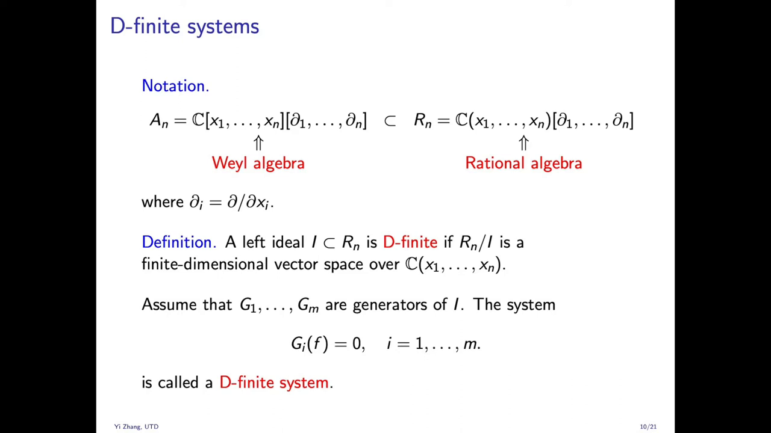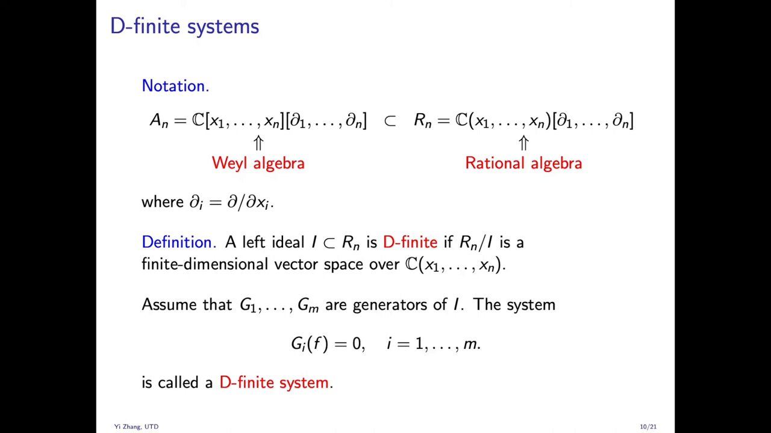Now let's go to the multivariate case. In the multivariate case, we are working in two rings. The first ring is a ring of differential operators with polynomial coefficients. The extended ring is a ring of differential operators with rational function coefficients. We call the first ring the Weyl algebra, and the second ring the rational Weyl algebra. Here the partial is the usual partial derivation. And a left ideal in the rational algebra is called D-finite if the corresponding quotient space is a finite dimensional vector space over the field of rational functions.